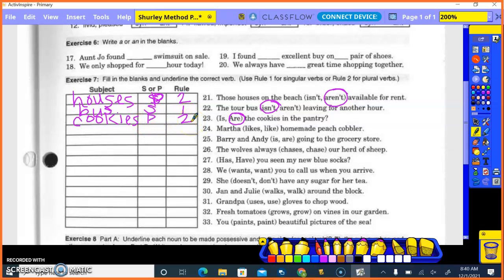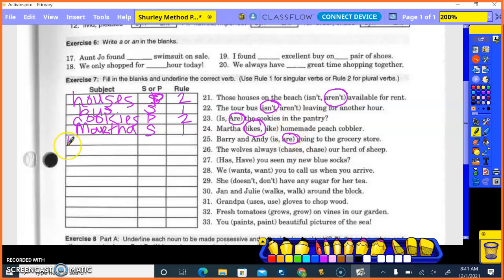Martha likes homemade peach cobbler. And remember, if it's singular, then you have a verb that has an S, right? Okay, if it's plural, it doesn't have an S, right? Okay, so subject, Martha. Singular, rule number 1.